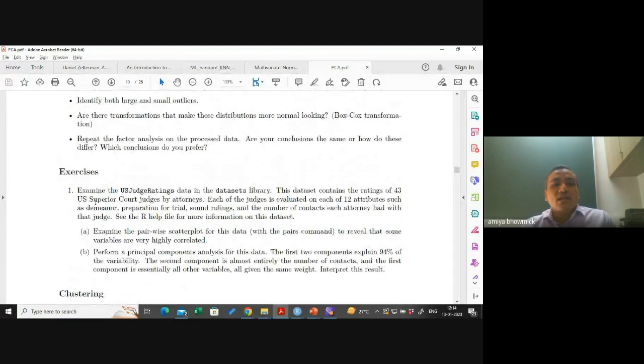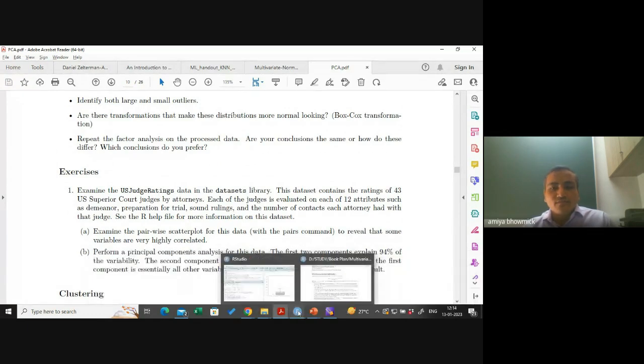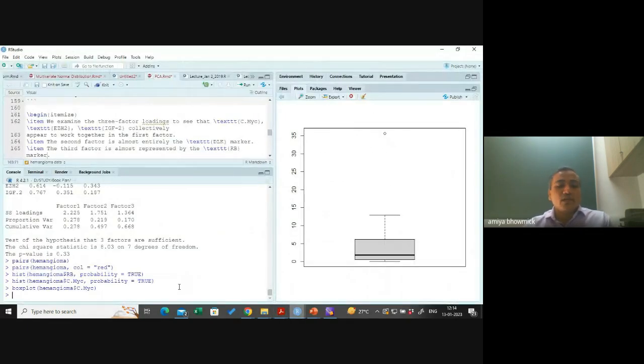Similarly, another exercise that we have put is from one of the dataset libraries. You know that I think you have already been exposed to it, the HELP datasets.